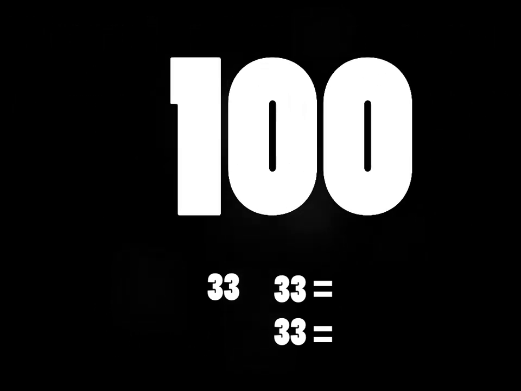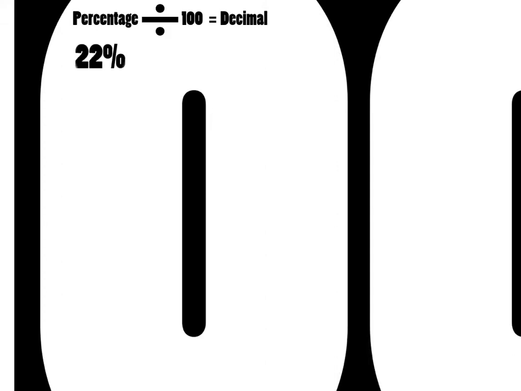I shall now demonstrate how to convert percentages to decimals and fractions. To convert a percentage to decimal, all you have to do is divide that percentage by 100 and you should receive a decimal. An example is 22%. You divide that by 100 and you receive 0.22.